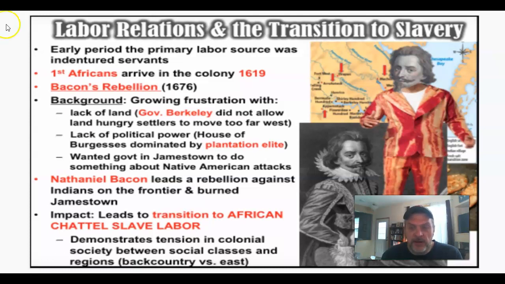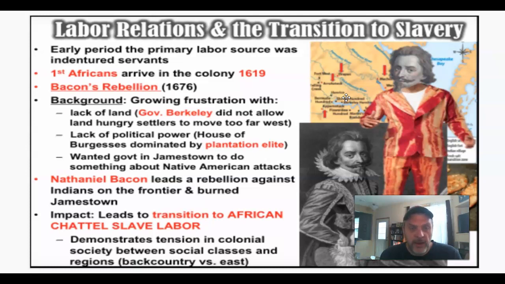Nathaniel Bacon, you see here on the slide, down here in the lower right. He was a farmer, and there was a growing frustration among Bacon and other farmers like him because of the lack of land. The governor of Virginia, Governor Berkeley, did not allow these farmers or the settlers to move too far to the west. You can see my arrows back here. We talked about colonists wanting to move west. Well, the governor in Virginia, Governor Berkeley, did not allow that to happen. And that was a problem with some of these farmers because they needed to spread out.